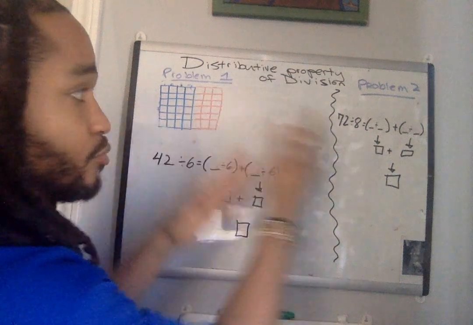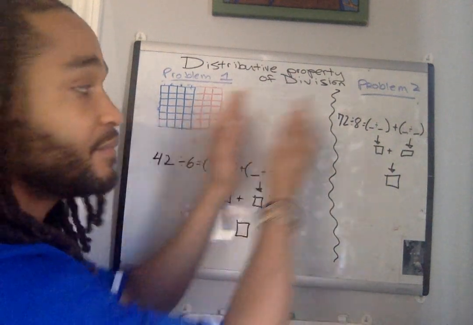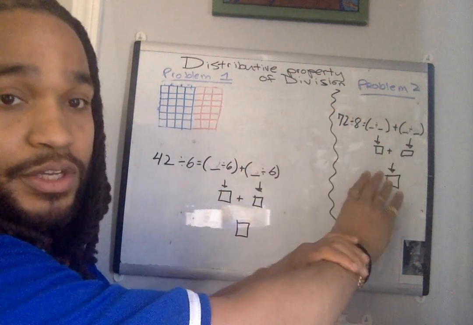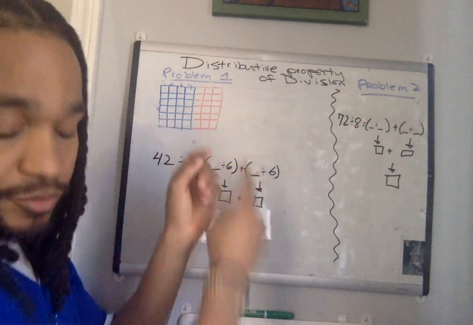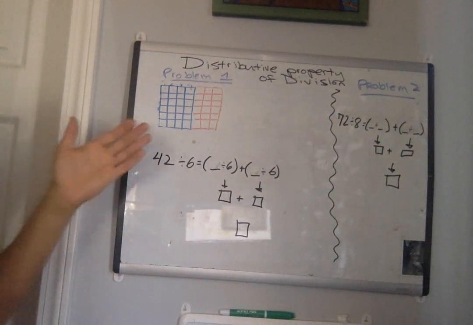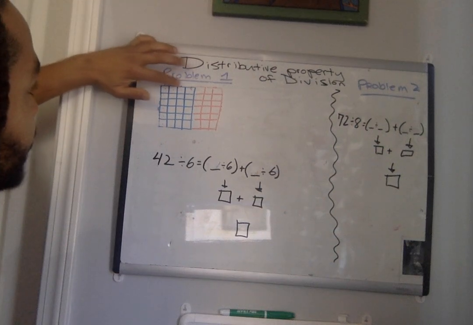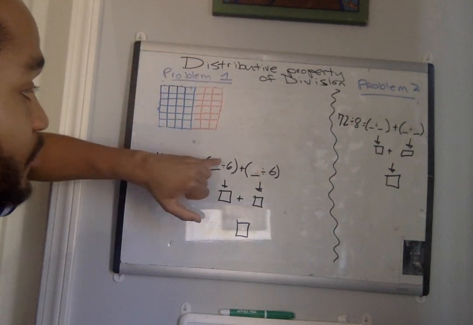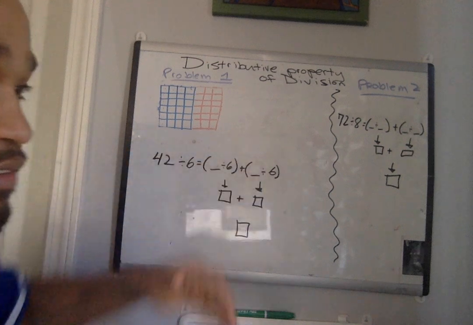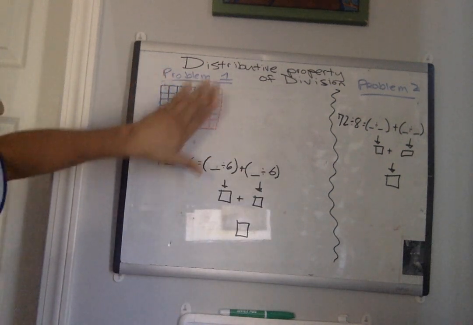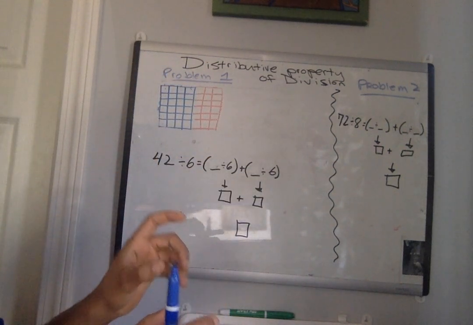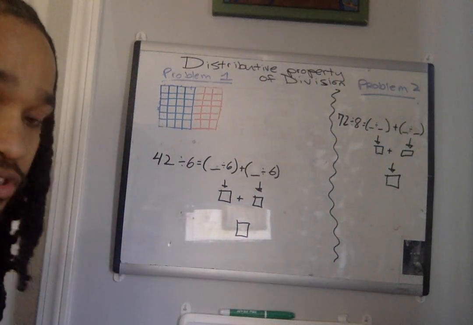So we have two problems, one that shows you an array and one that's just an equation. We'll get to that one after. Let's do problem one first. If you see a problem like this that has an array and we are using the distributive property of multiplication, we're trying to have a division equation and break it apart into two smaller division equations.